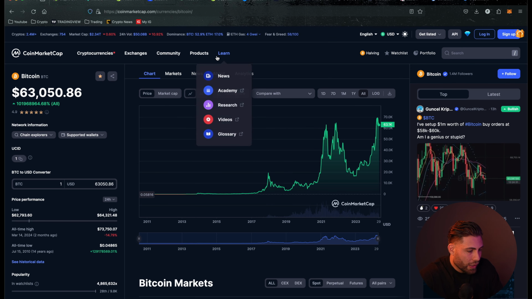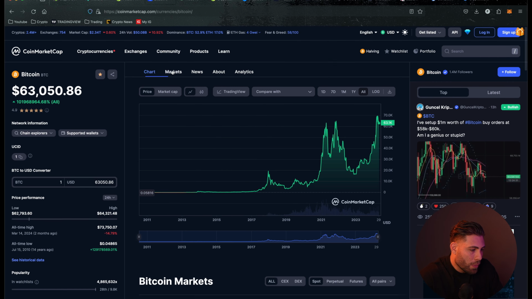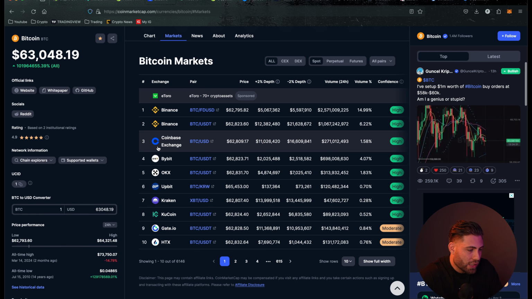Going back to CoinMarketCap, same thing as CoinGecko here. You can go to markets and you can see where Bitcoin is available to be purchased.